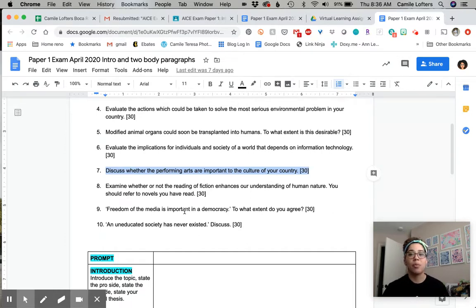So for example, maybe your first pro con is going to be about how the performing arts influences fashion. Okay, here's how performing arts are important to fashion. Here's how they aren't. You want to think about culture.